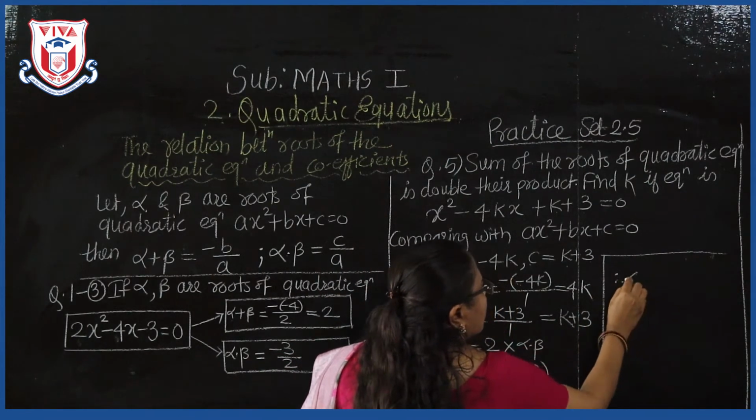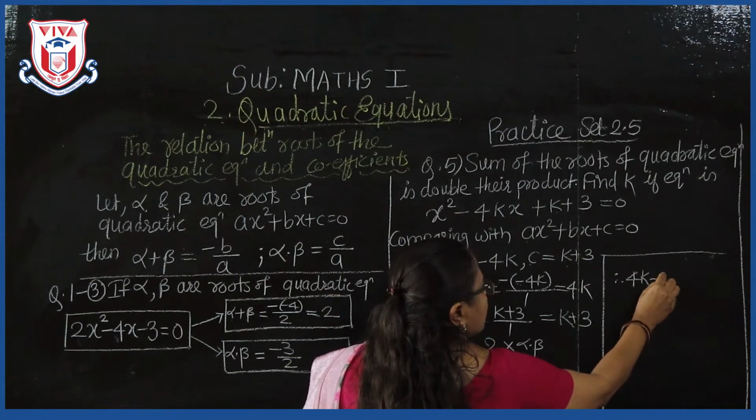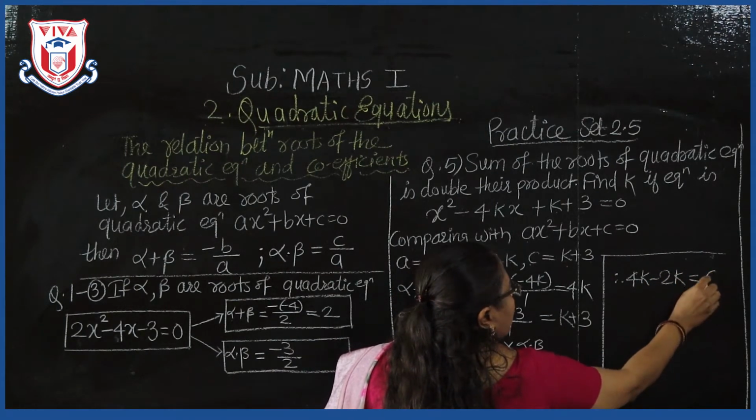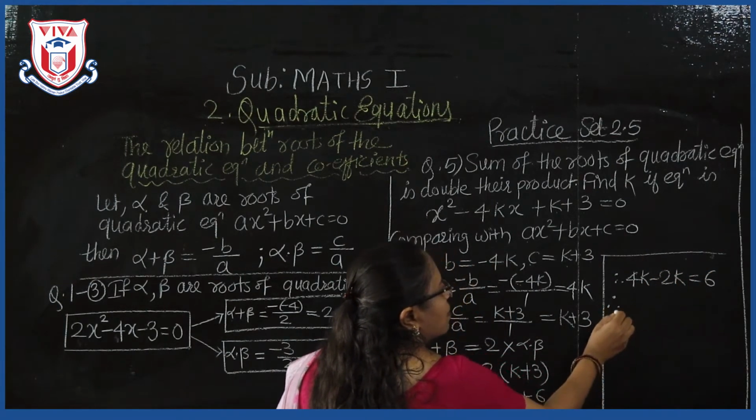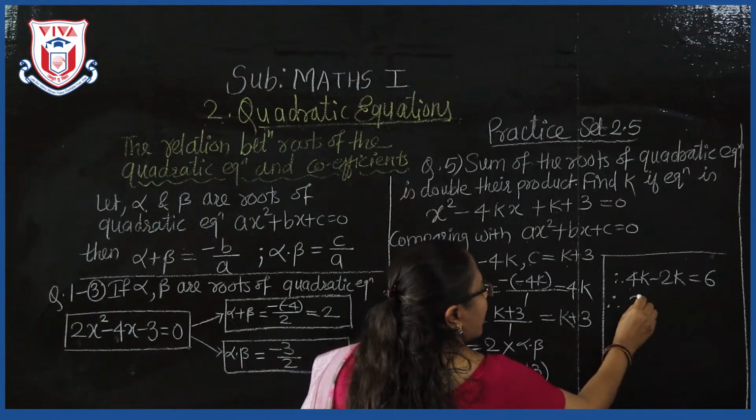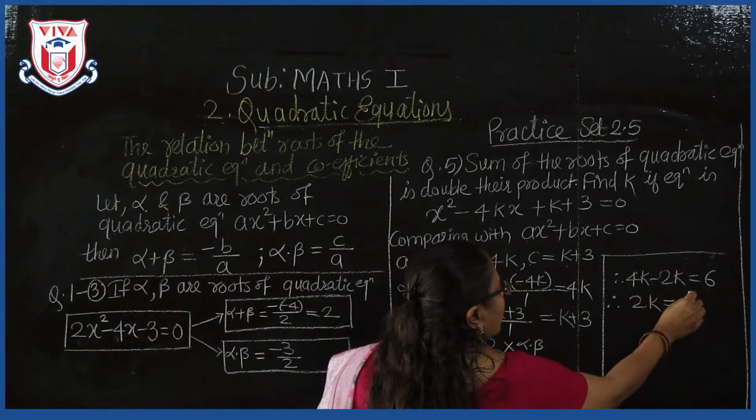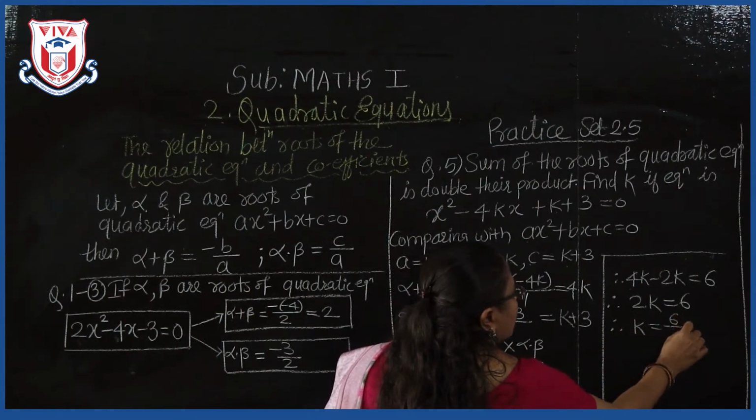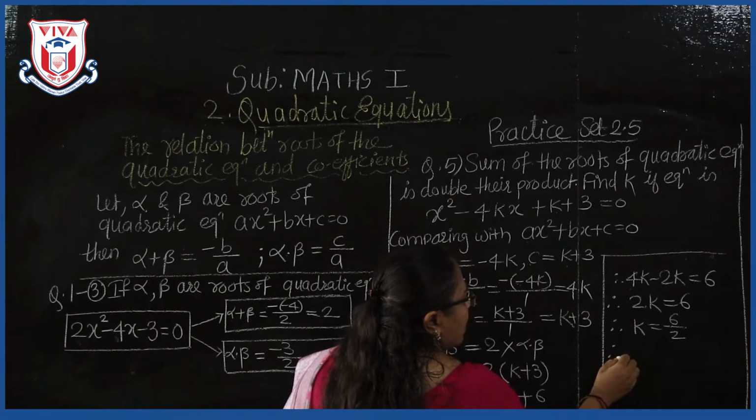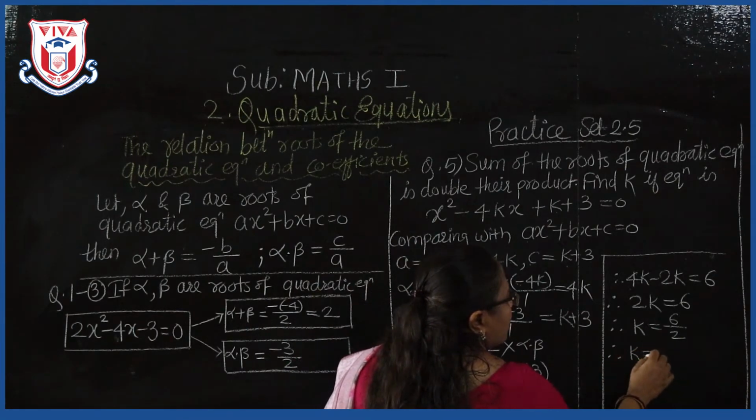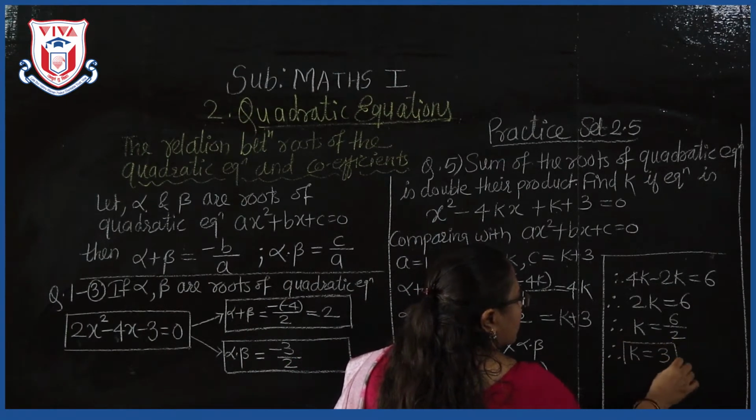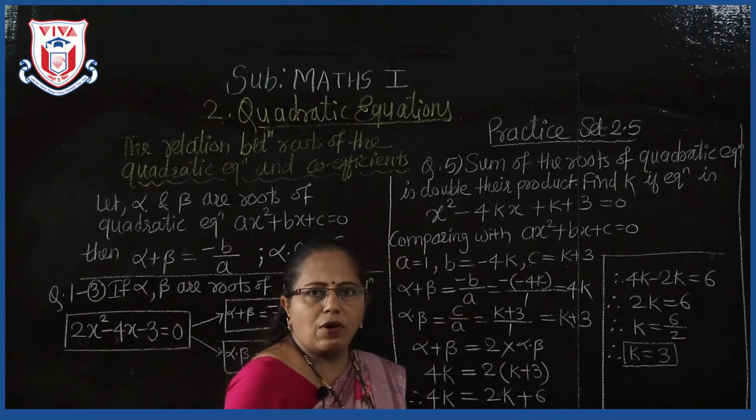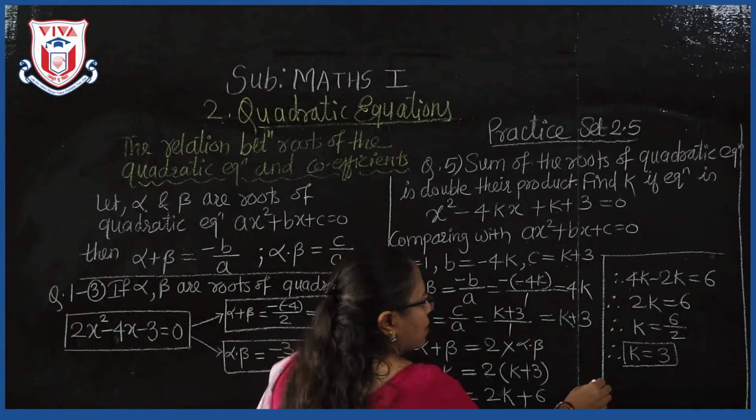Therefore 4k minus 2k equal to 6. So 2k equal to 6. Therefore k equal to 6 upon 2. Therefore k is equal to 3. So this way we got the value of k is 3.